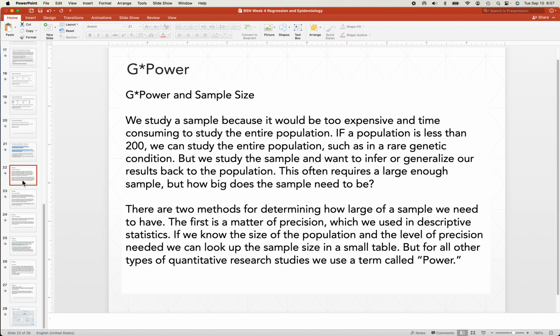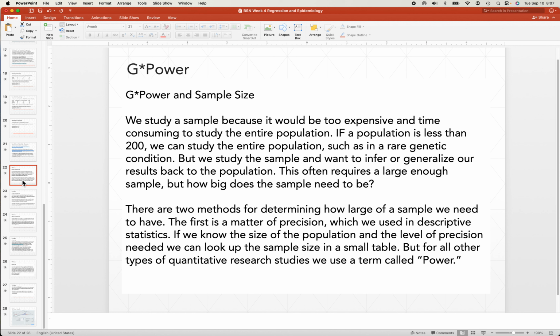And in order to do that, we have to have what's known as power. And power often comes down basically to how large our sample is. If we have a large enough sample, we'll have enough power, we'll be able to generalize the results. But yet again, we don't want a sample that's double or triple the size needed because that adds to the cost and time of doing the study.